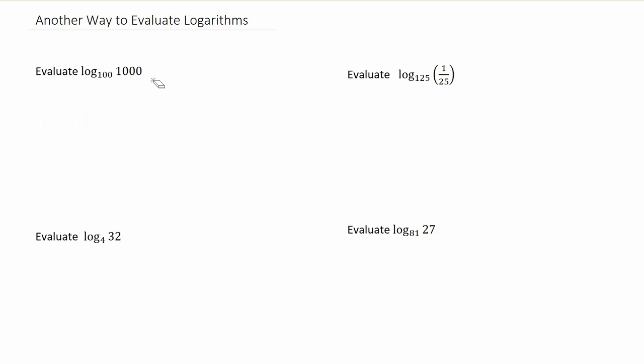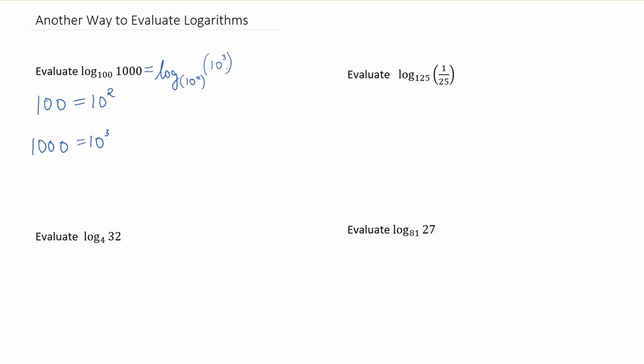Let's erase this. What I do notice is that 100 and 1000 are both powers of a number with the same base. So notice that 100 is 10 to the second power, and 1000 is 10 to the third power. Well, it turns out that I can rewrite this. So I have the log base 10 squared of 10 cubed.